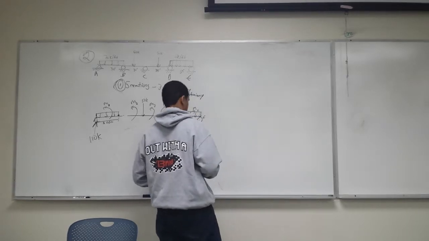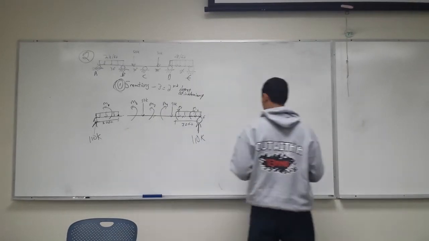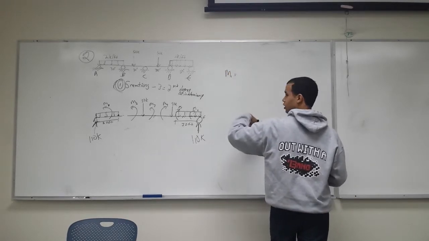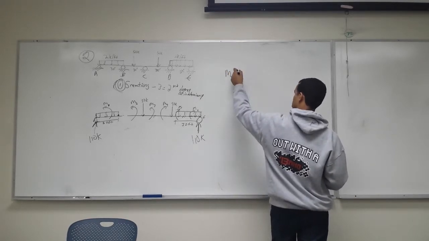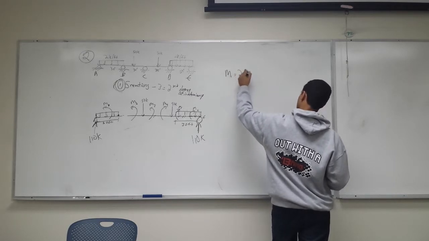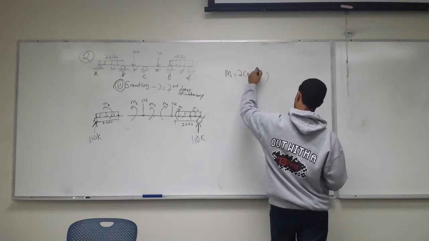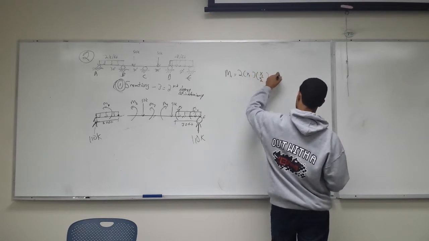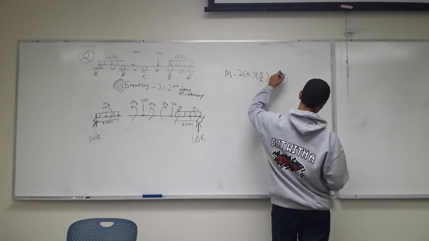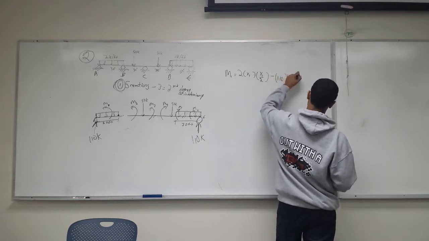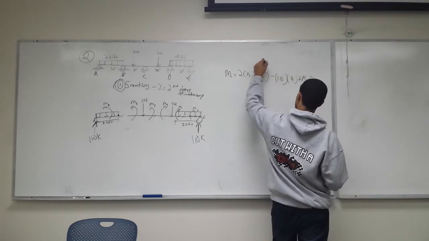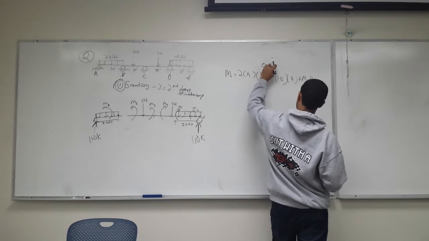So now we can write out our expressions for moment 1. We have the distributed load of 2 kips per foot, so we write 2 times x1 times a half times x1, minus 110 kips times x1, plus m1. That's our cut for 0 to 30 feet.